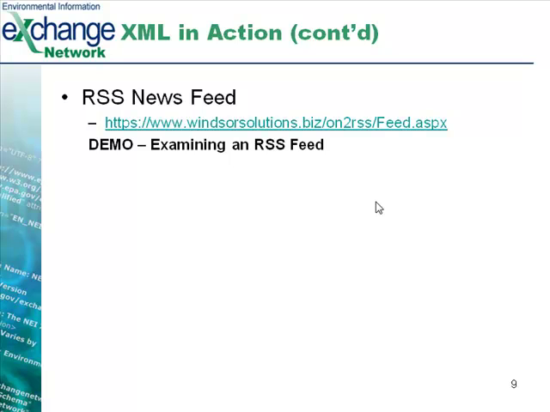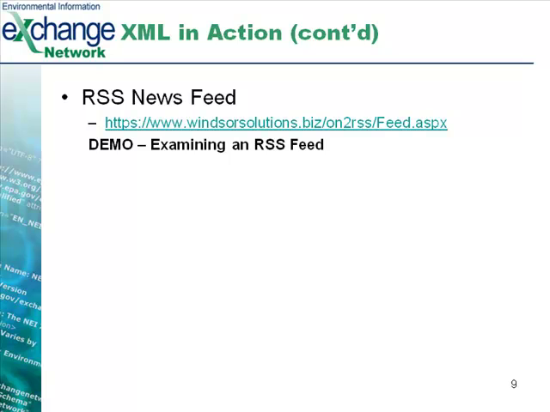For our next example of XML in action, we're going to take a look at an RSS newsfeed. RSS stands for Really Simple Syndication. It's a way that you can use a web browser to create a customized list of news items or any sort of information that's provided from a news feed, a news source.